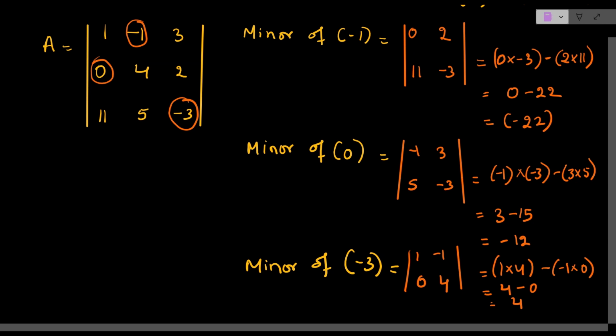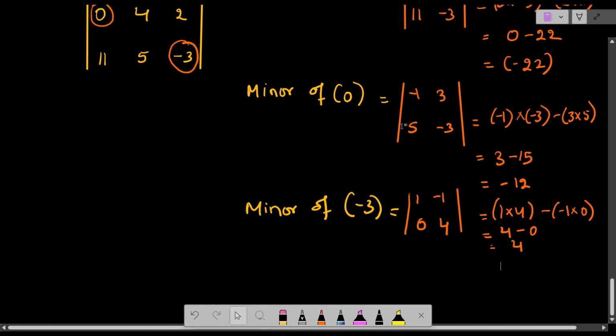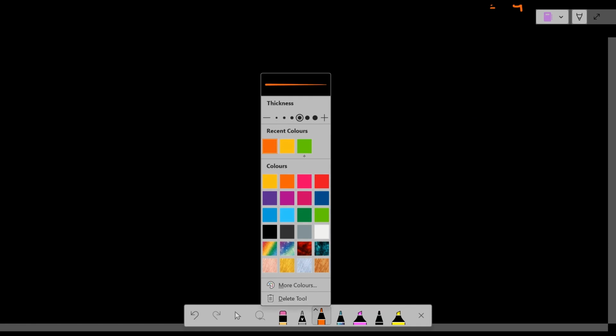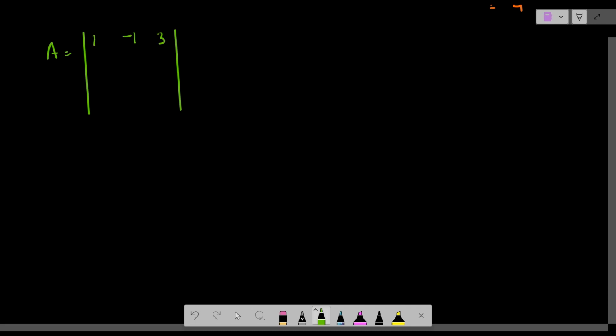Now let us find the cofactor. So again I am taking the same determinant. Let us take A is equal to, what is the 3 by 3 matrix we are having here? 1, minus 1, 3, 0, 4, 2, 11, 5, minus 3. Now our topic is about cofactors, right?